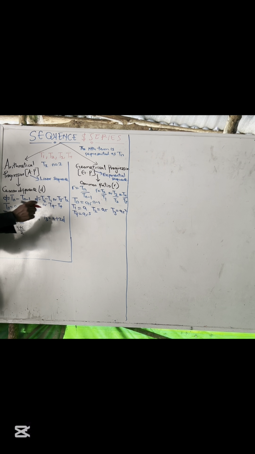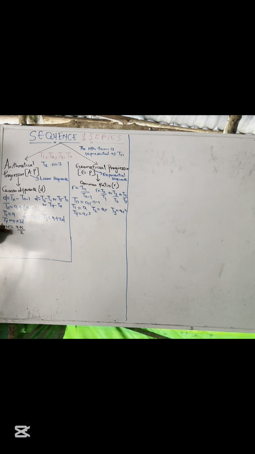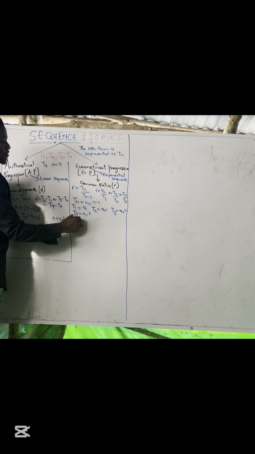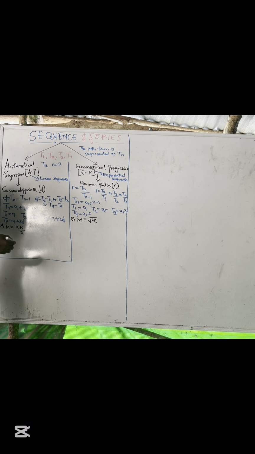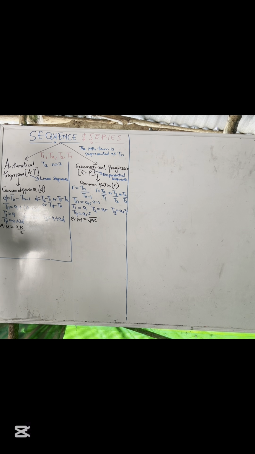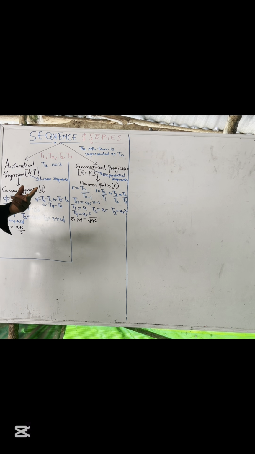So for arithmetical progression, we talk about arithmetic mean. But for geometrical progression, we talk about what? Geometric mean. So the general formula for geometric mean is normally square root AC. So also, if you have two numbers and they ask you to look for the geometric mean, you will just look for the square root of the multiplication of those two numbers.